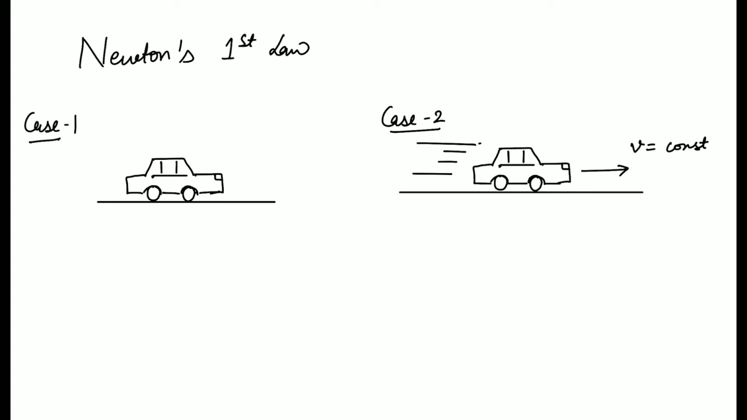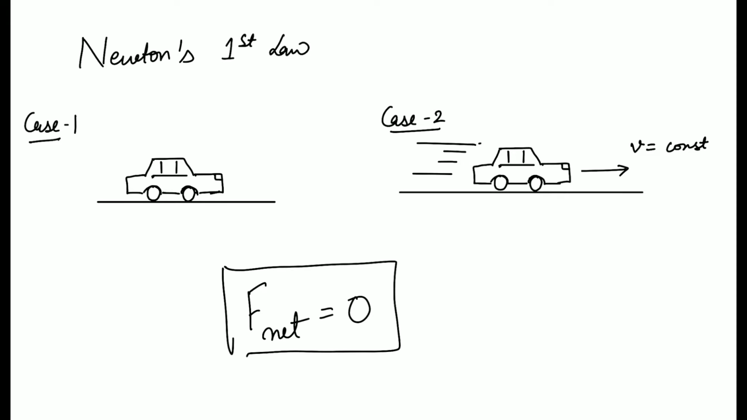Mathematically it's pretty simple. If the net external force acting on the body is zero, then there will be no net acceleration of the body. That is what Newton's first law of motion states, right?